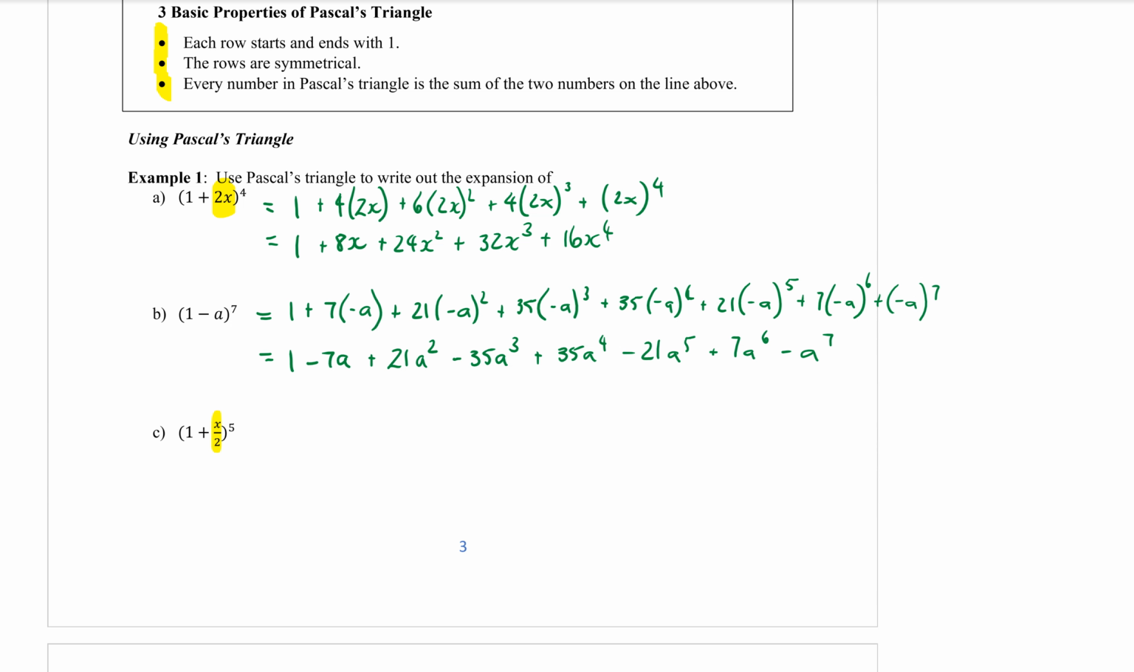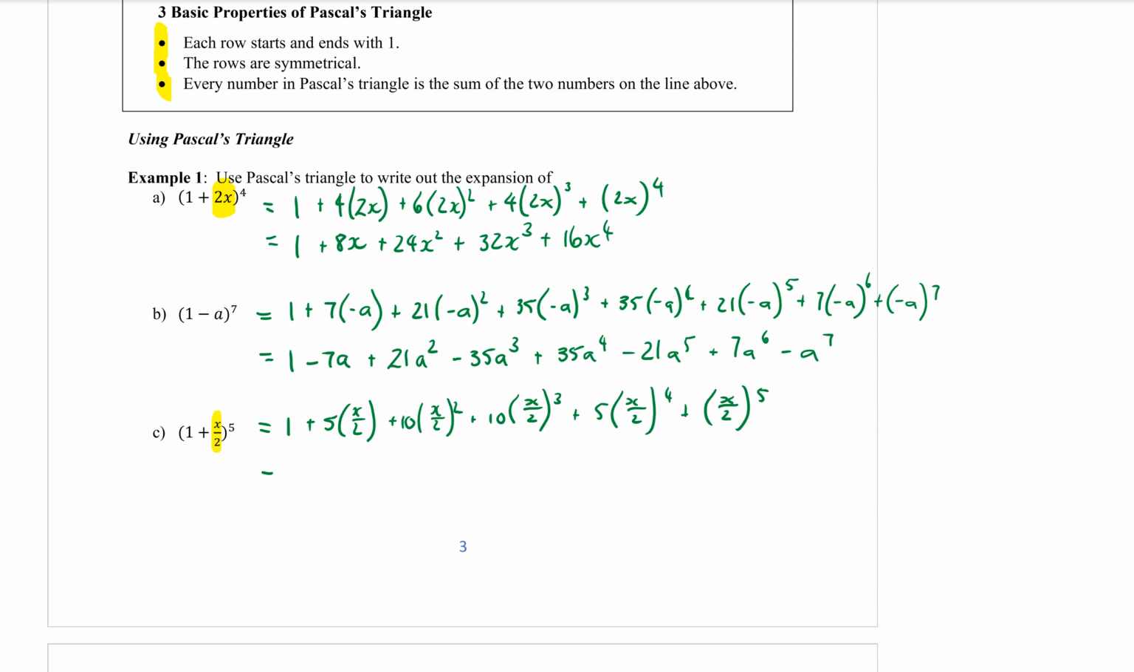It's a power of 5, which means we want the 1, 5, 10, 10, 5, 1 line of Pascal's triangle. So first coefficient is 1. Next coefficient was 5, and x over 2 is going in there. My next coefficient is a 10, and that will be x over 2 squared. Next coefficient is a 10 again, x over 2 cubed. Next coefficient is a 5, x over 2 to the 4. And the last one's a coefficient of 1. It'll be x over 2 to the power of 5.